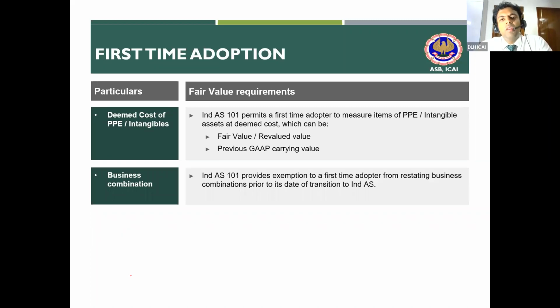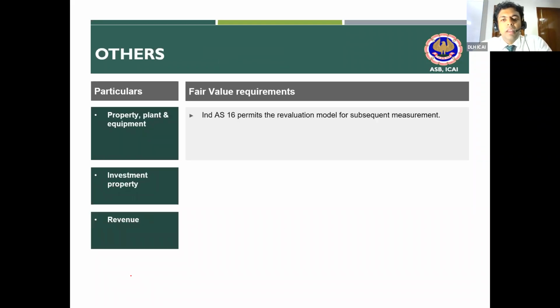Business combination. Ind AS 101 says that the company has an option to restate all the business combinations. What is restatement? The company will recognize all assets and liabilities at fair valuation as per Ind AS 103. Right, so how to compute the fair valuation as per Ind AS 113. Other item, PPE. Ind AS 16 permits the revaluation model. That means the company can fair value all the assets of PPE as per Ind AS 16 if they adopt the revaluation model. How to compute the fair value as per Ind AS 113.